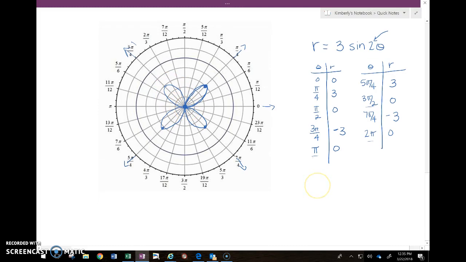So the interesting thing that you need to just remember is that when your coefficient in front of theta is even, it doubles the number of petals. That's one thing to remember. The petal length is always the coefficient in front of sine or cosine.